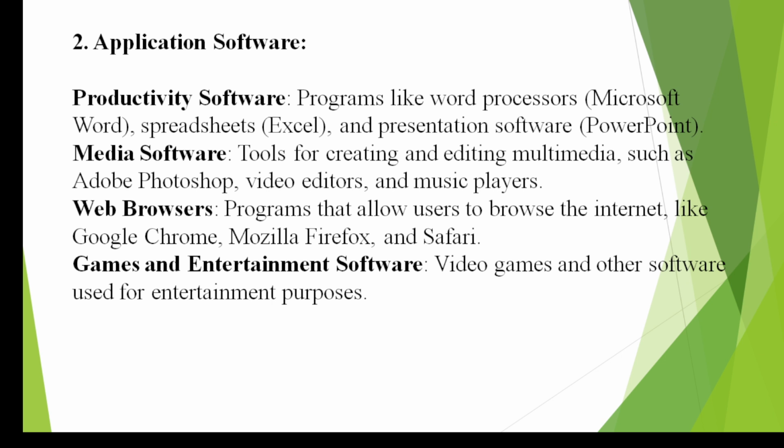Application software. It can also be broadly classified into four parts. First is productivity software. Programs like word processors, Microsoft Word, spreadsheets, Excel, and presentation software, PowerPoint. Media software, tools for creating and editing multimedia, such as Adobe Photoshop, video editors, and music players. Web browsers, programs that allow users to browse the internet, like Google Chrome, Mozilla Firefox, or Safari. Games and entertainment software, video games and other software used for entertainment purposes.